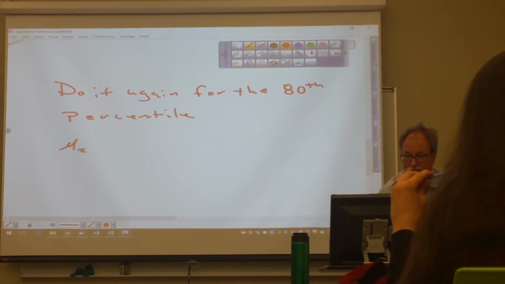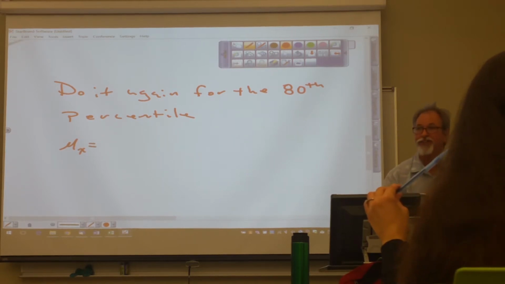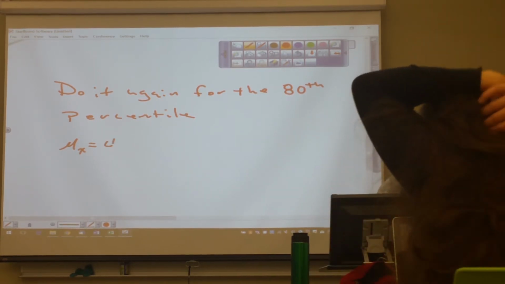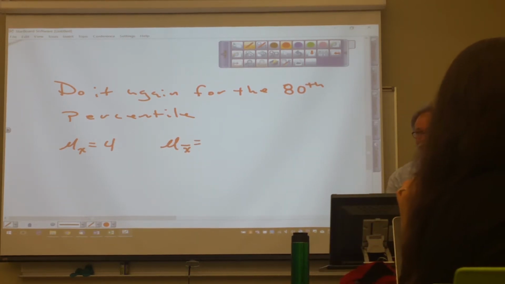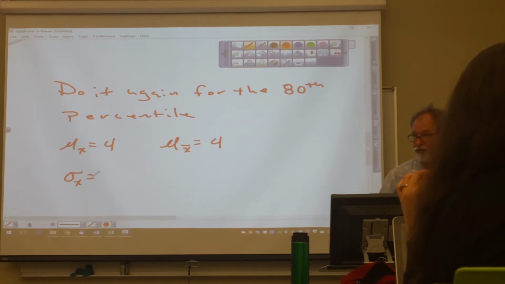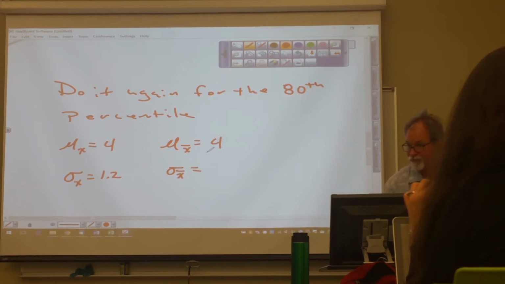the mean of my population was 4, which meant that the mean of our sample is 4. The standard deviation of my population was 1.2, which means the standard deviation of my sample is 0.3.